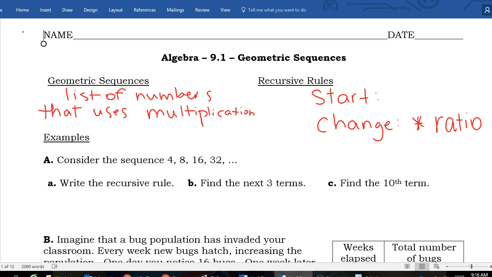The easiest way to obtain the ratio is to take the second number and divide it by the first number, or any two consecutive numbers in that list of numbers.